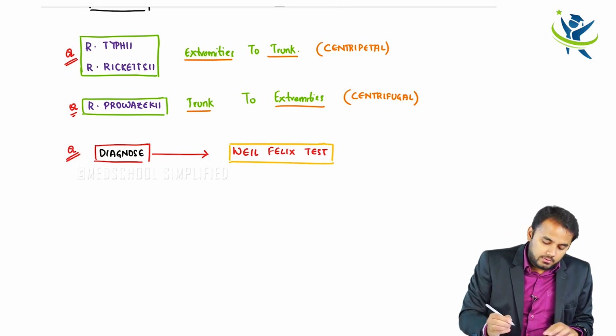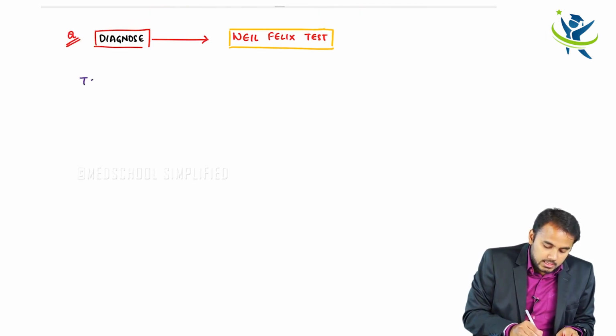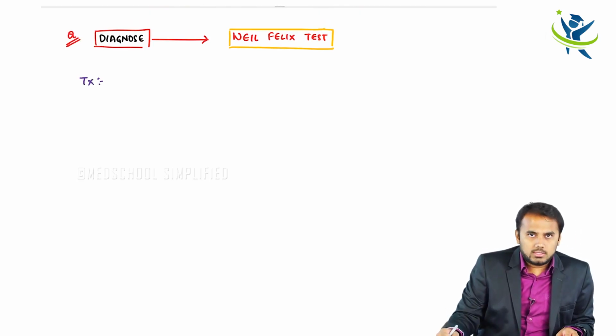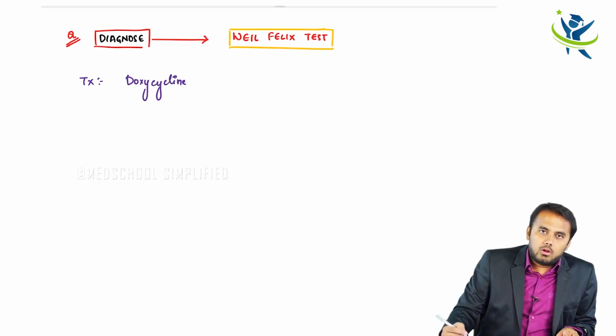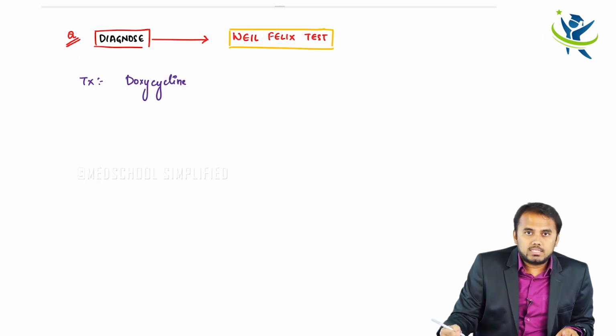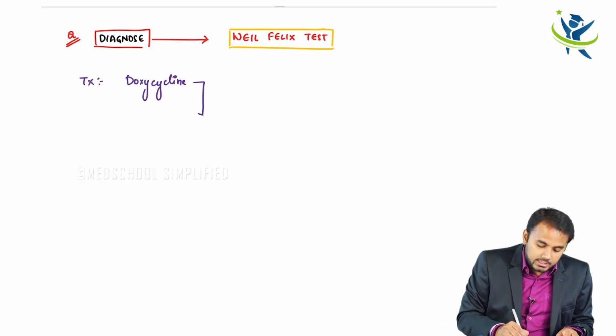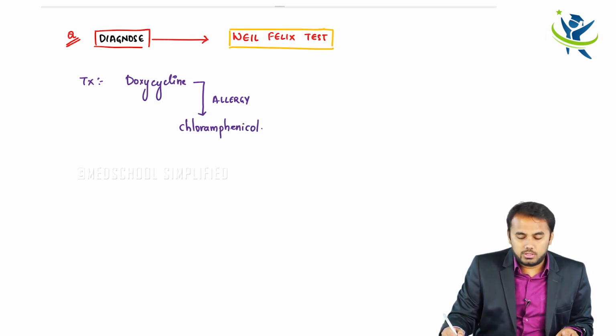So what is the treatment you give, guys? What is the drug of choice? Obviously you start with doxycycline, right? So you give doxycycline to the patient. But always remember, if the patient is allergic to doxycycline, then you have to convert to chloramphenicol. Doxycycline allergy, convert to chloramphenicol. This is the important thing which you need to know regarding rickettsial infections.